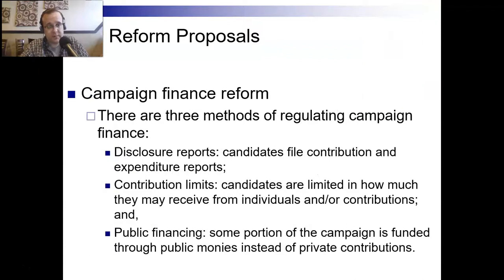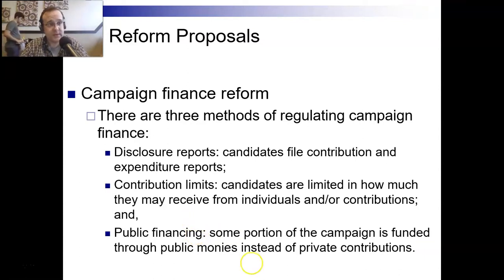So another is campaign finance reform. And there are 3 methods of regulating campaign finance. Disclosure reports. So candidates will file contribution and expenditure reports, how much people are giving to them, how much they're spending. Contribution limits also. So candidates are limited in how much they may receive from individuals and or contributions. So I can only give, say, candidate A $3,000 because the legislature says so. Public financing. So some portion of the campaign is funded through public monies instead of private contributions.